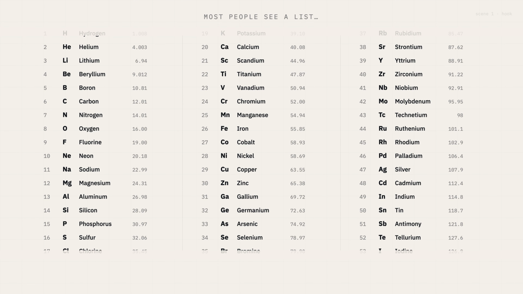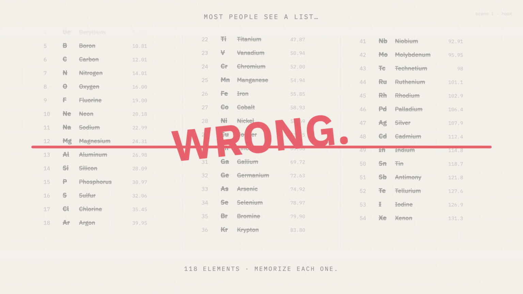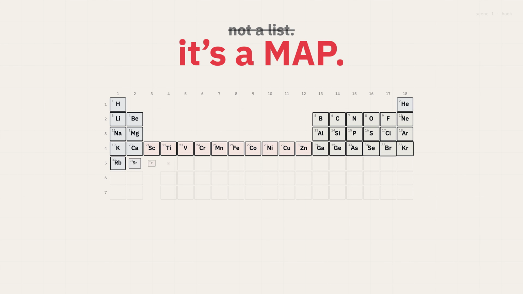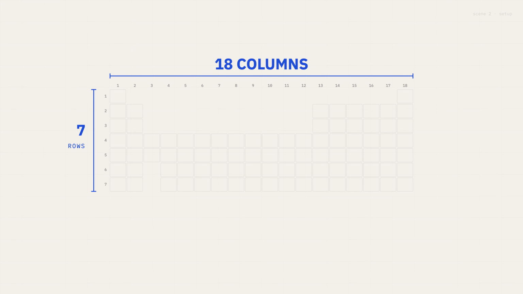Most people look at the periodic table and see a list of 118 elements. That's wrong. It's not a list, it's a map. And once you can read the map, every square tells you how that element behaves before you've memorized a single thing. Okay, so, 2 directions: 7 rows going across, 18 columns going down.